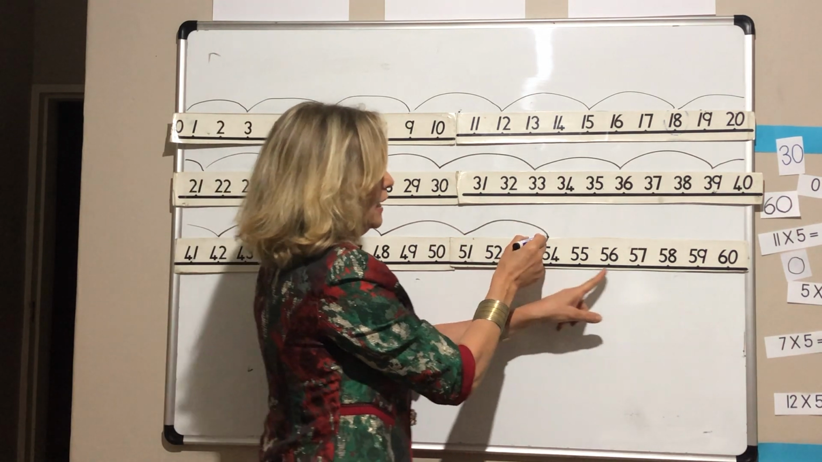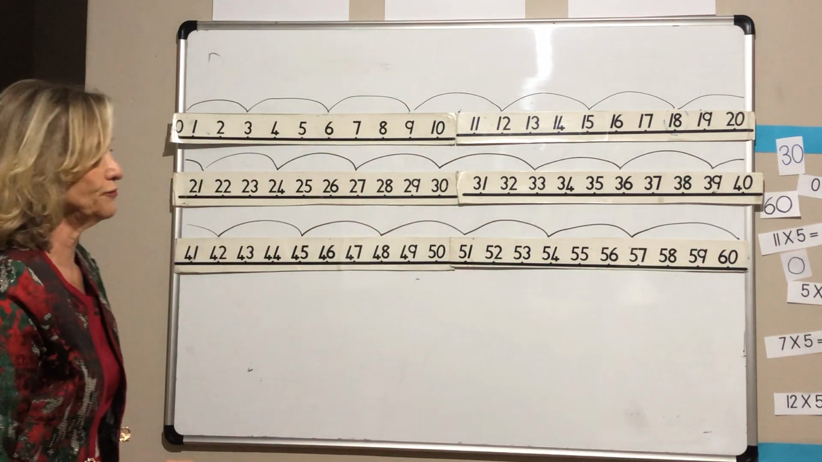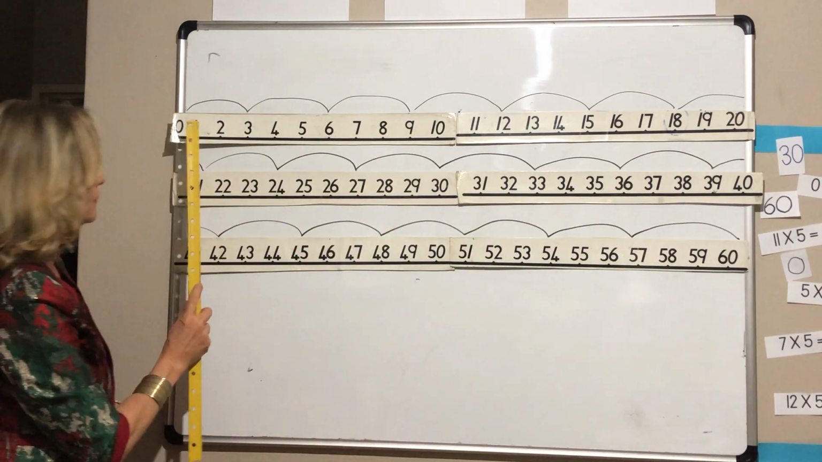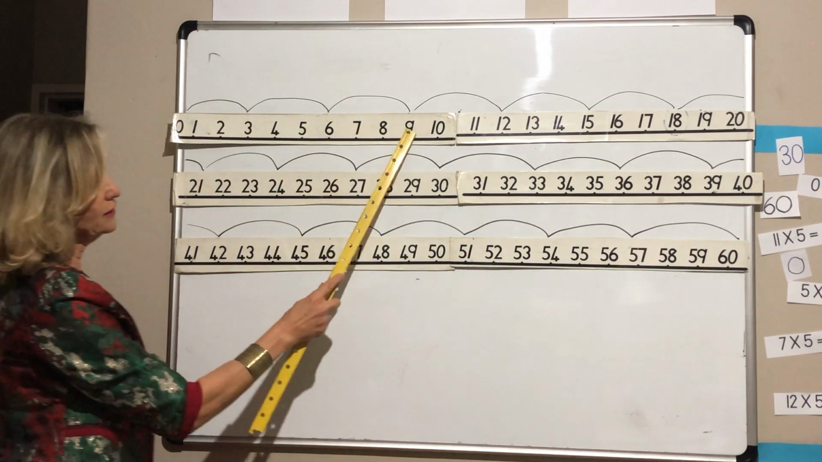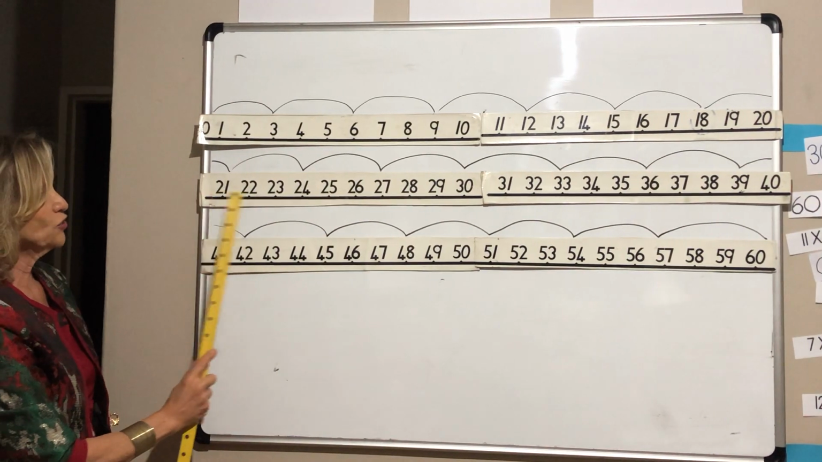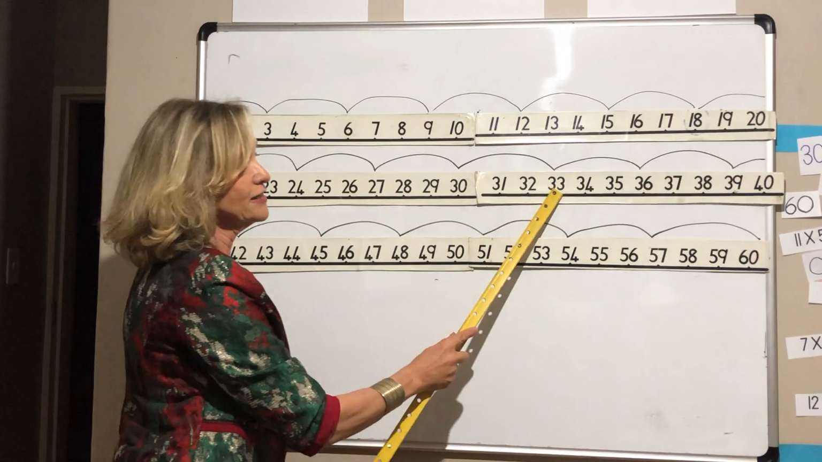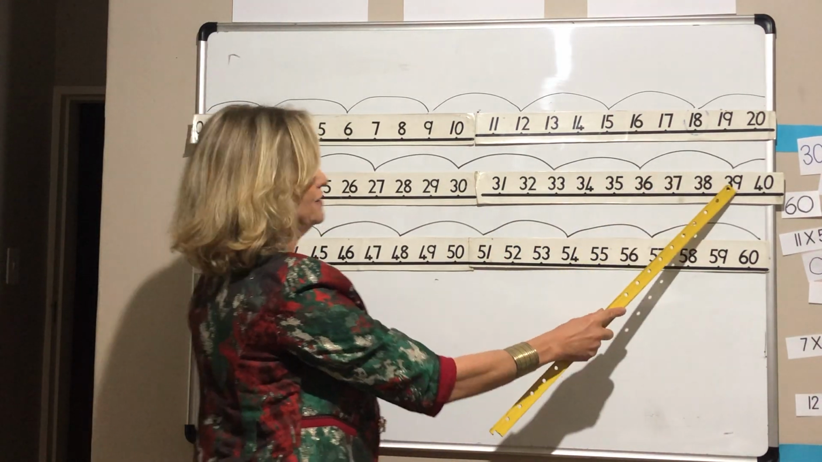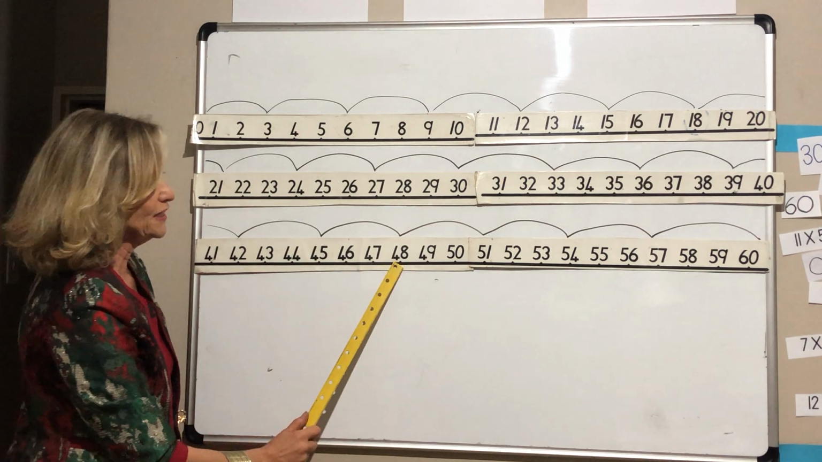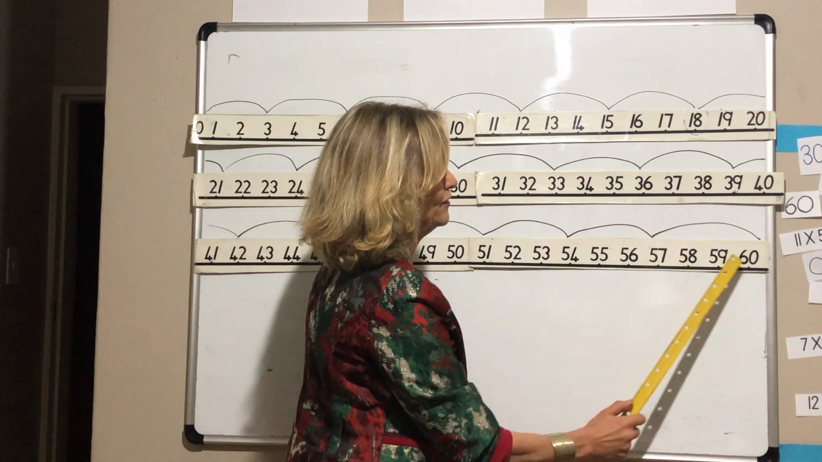54, that's right, and you guessed it. And all the way to 60, 57, 60. Okay, so let's count together. 3, 6, 9, 12, 15, 18, 21, 24, 27, 30, 33, 36, 39, 42, 45, 48, 51, 54, 57, 60.